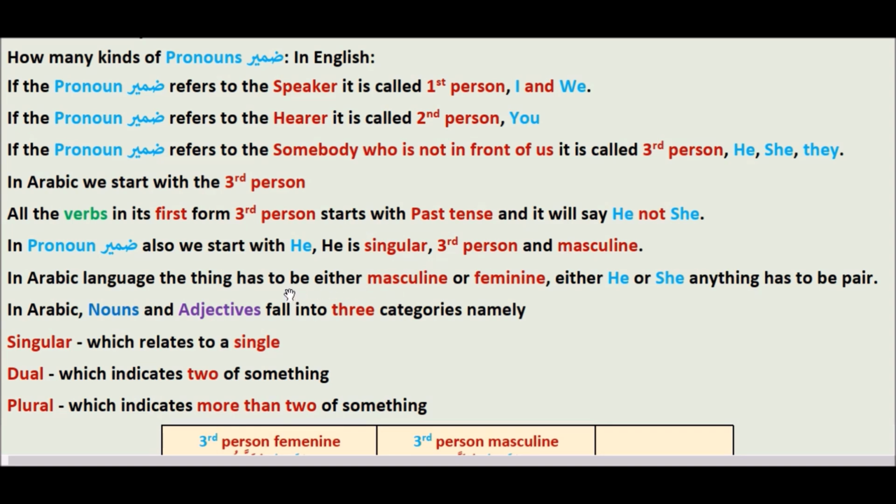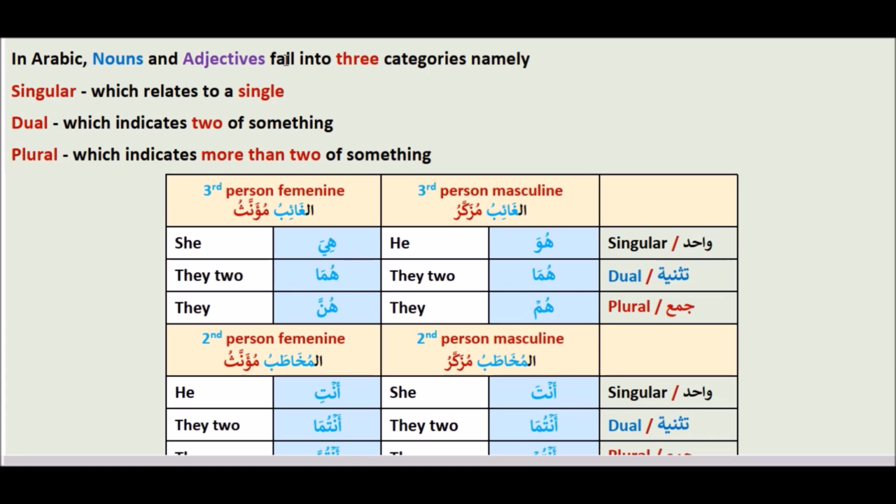In Arabic language, things have to be either masculine or feminine. It's also so in most of the languages. Either he or she, and it has to be a pair. In Arabic, nouns and adjectives fall in three categories: singular, which relates to single, dual, which indicates two, and plural, which indicates more than two. In most languages, it is only singular and plural. In Arabic, a dual is also there.